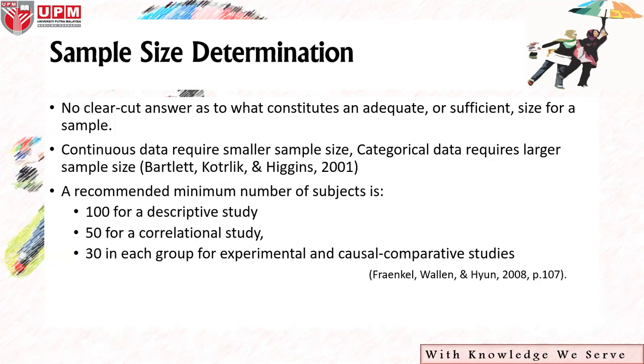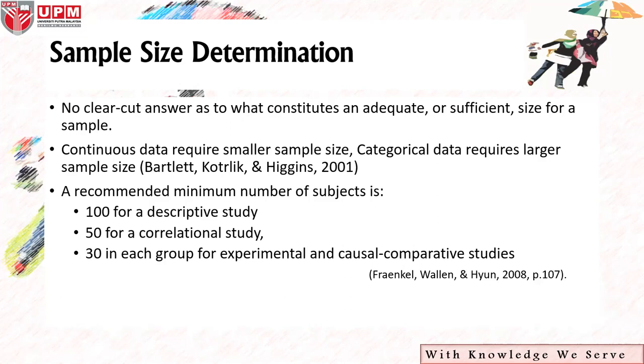According to Fraenkel, Wallen and Hyun in 2008, if you conduct a descriptive study, you need at least 100 samples. If you conduct a correlational study, you need at least 50. If you conduct an experimental research, you need 30 for each group.